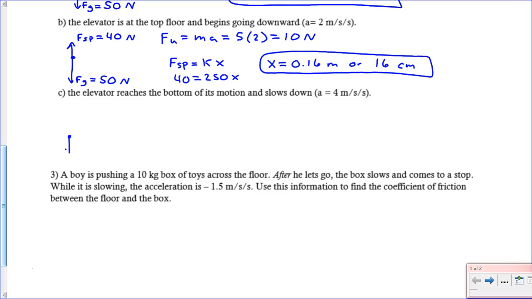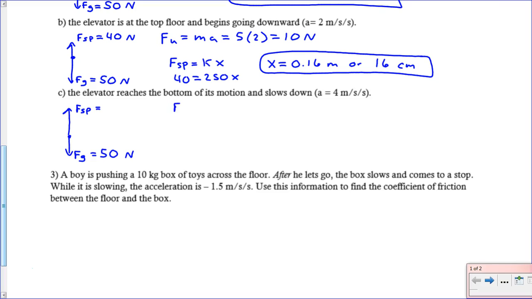So we've got Fg here, and then as a slightly larger force, we have Fsp, because we know it's going to be bigger because it's accelerating upward in this case. Gravitational force, again, is 50 newtons because the mass has not changed. It's still a 5 kilogram block.